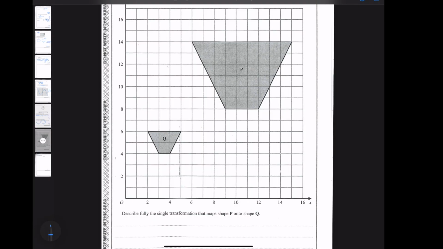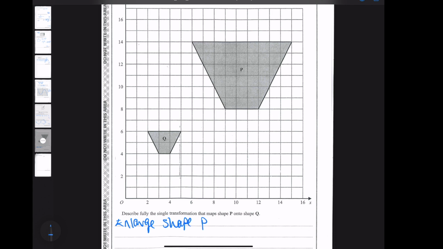And then this one is an enlargement. If your shape gets bigger, then it's been enlarged by a number greater than 1. If it's been shrunk, then it's going to be a number less than 1. So 2/3, a third, something like that. So out of the 4 transformations, I know it's got to be an enlargement because P has gotten smaller when it becomes Q. So I'm going to write to the examiner, enlarge shape P.